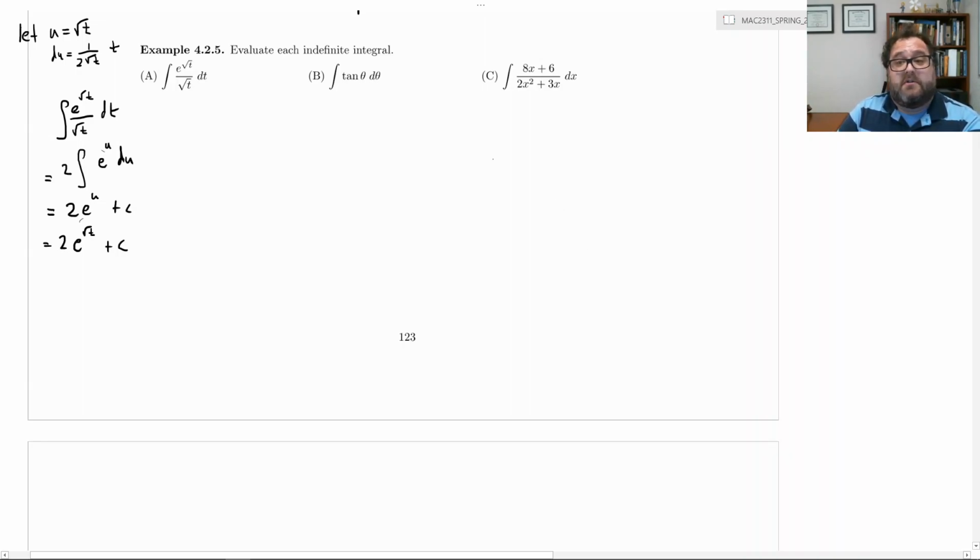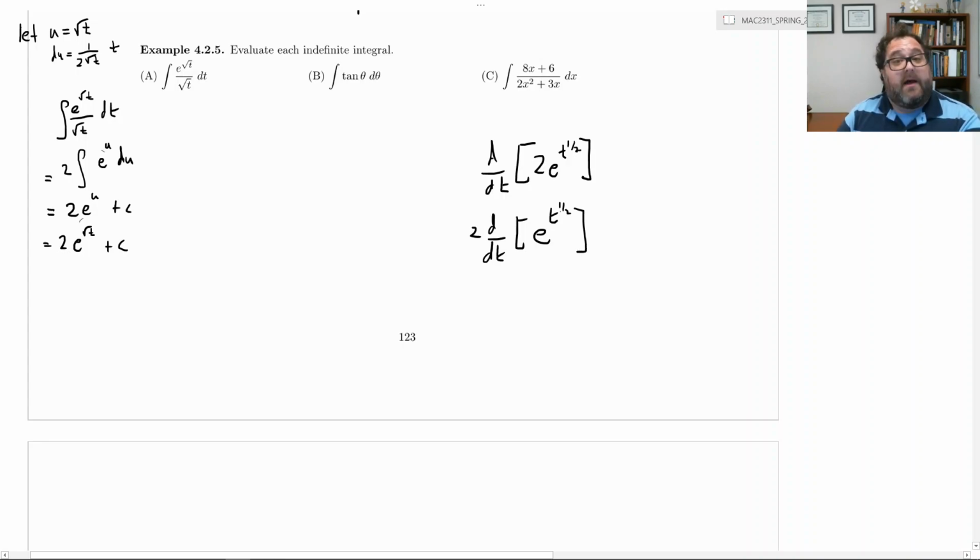Okay? Here, let's double check and see if it works. Let's use differentiation. So the derivative, with respect to t, of 2e to the square root of t. Now, let's make a superficial change real fast. We can write that as t to the 1/2 power, since we're going to need to use the power rule. The first step to differentiating this is to notice we can factor a 2 out. So 2 times the derivative with respect to t of e to the t to the 1/2 power. Well, now we can apply the chain rule.